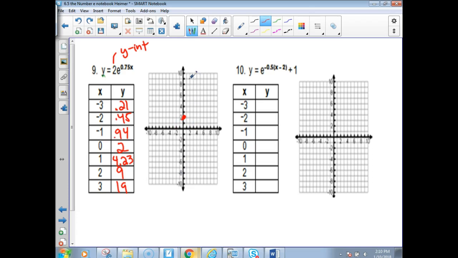(2, 9). I can't plot 19. (1, 4 point something). Good enough. Running along the x-axis, crossing through at the y-intercept of 2, and then going up very quickly. And this is growth.